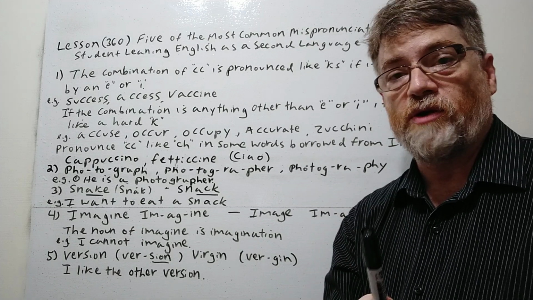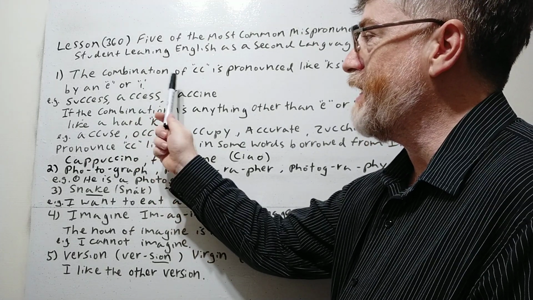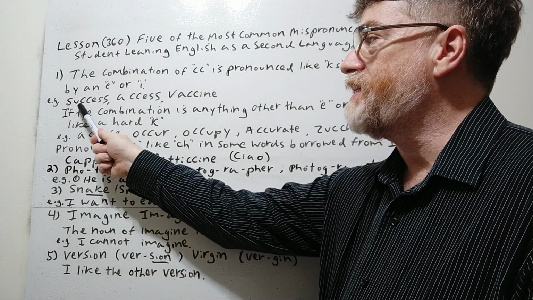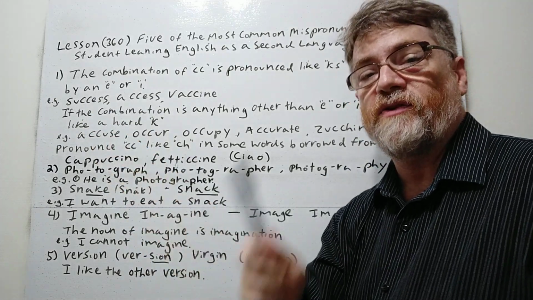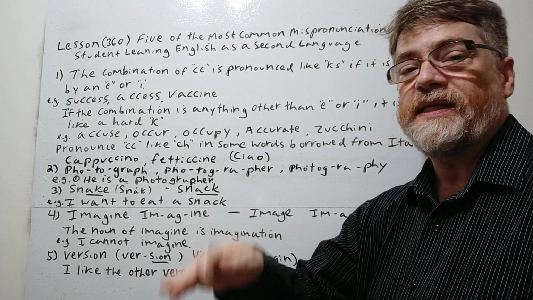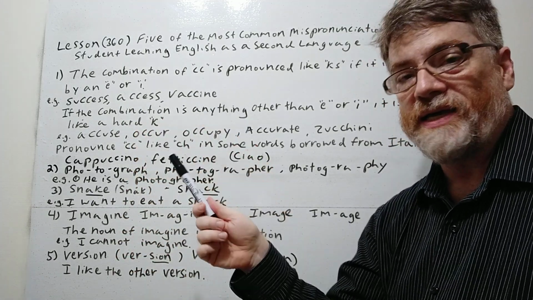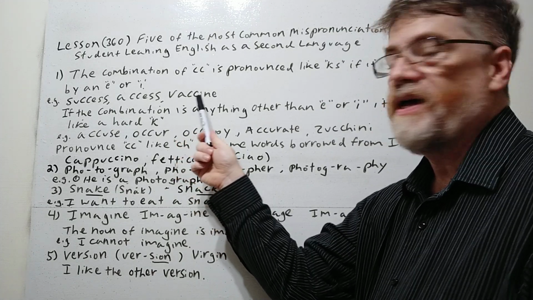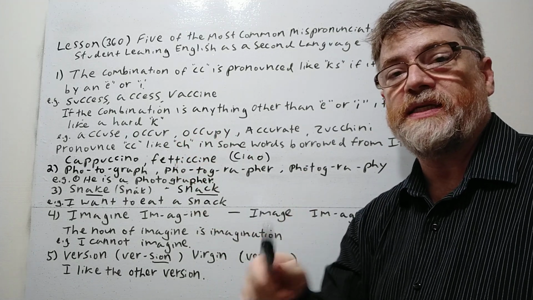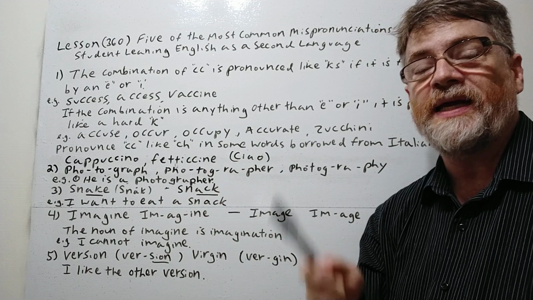First, let me pronounce it the correct way. Remember, this one should have a KS sound, so we should say success. So the first C is pronounced like a K, and the second C is pronounced like an S, just like access. Okay, vaccine. Okay, so the CC followed by an I or an E has that sound.